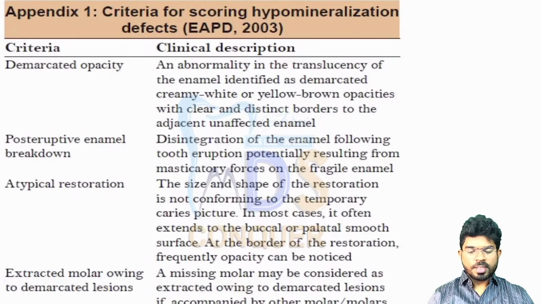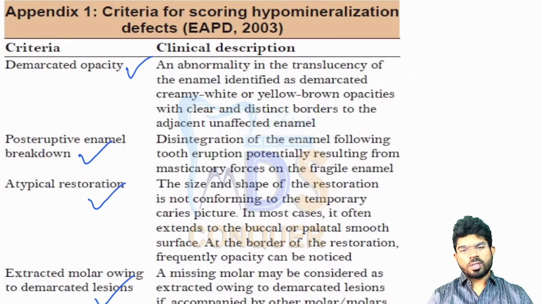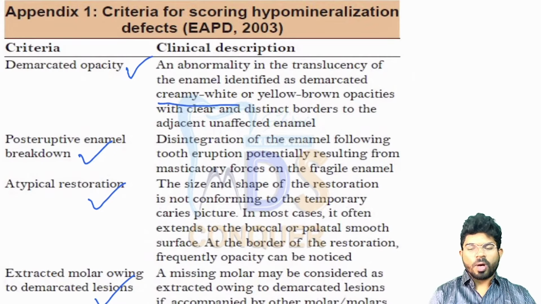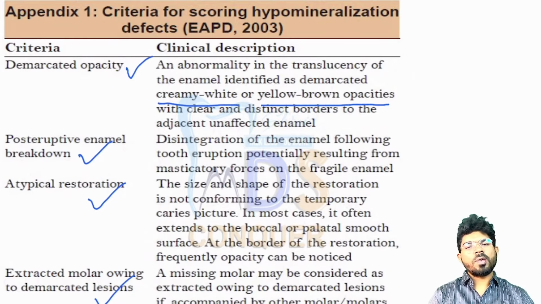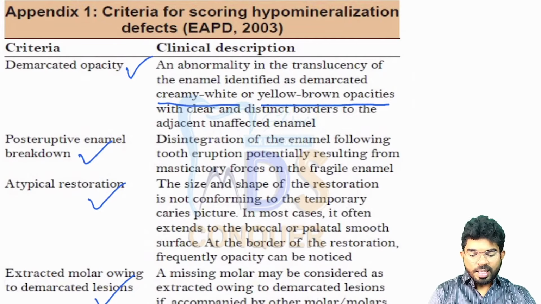So then jumping into this, this is given by the European Academy of Paediatric Dentistry. Okay, so already discussed, that is your demarcated opacities, post-eruptive enamel breakdown, atypical restorations and extractions, extracted molars because of this particular lesion. Okay, so these areas are very, very important. I want you to focus on them. Everything is self-explanatory. And abnormality in the translucency of enamel identified as creamy white or yellow to brown color opacities. These are the particular terms, creamy white or cheesy white. That is the reason why these are called cheesy molars, with clear and distinct borders adjacent to the unaffected enamel.